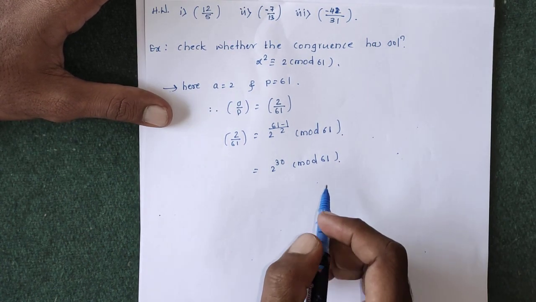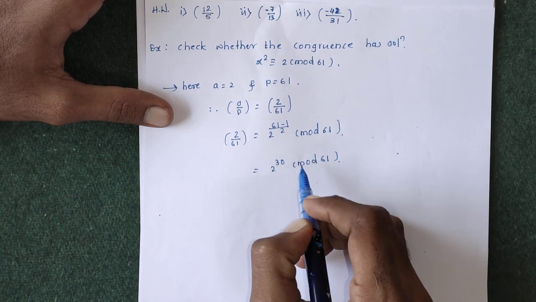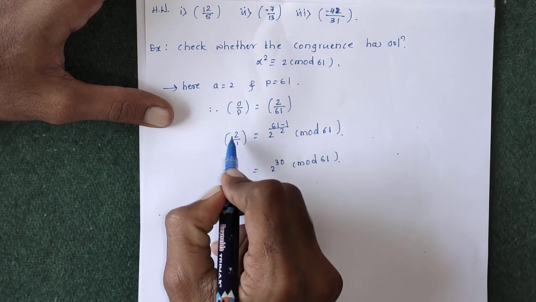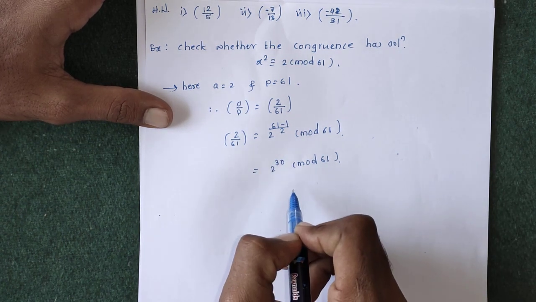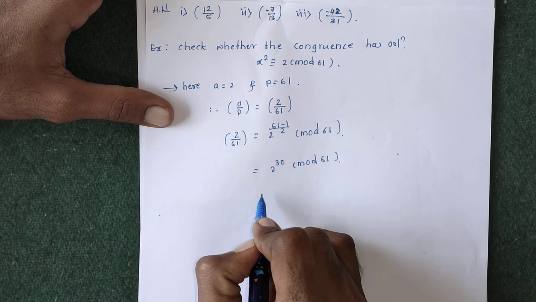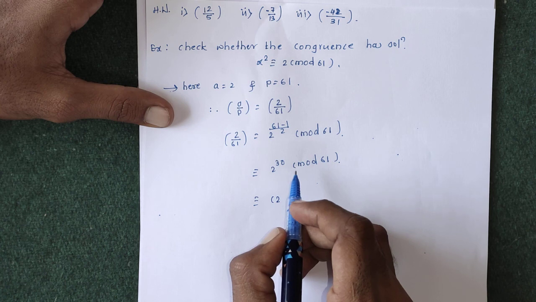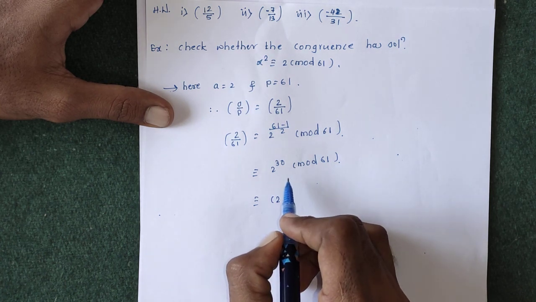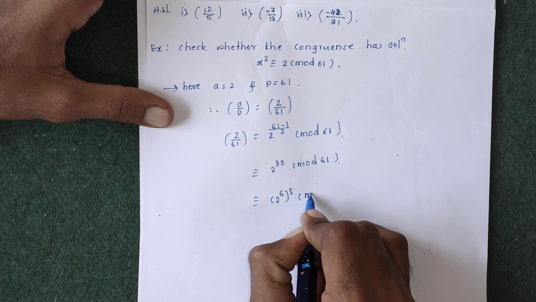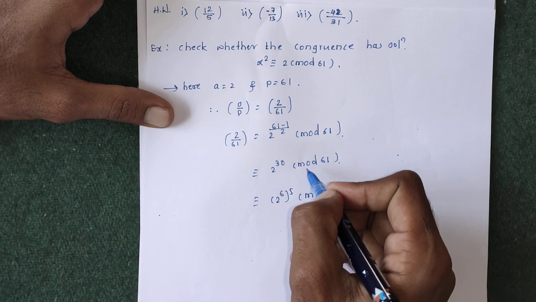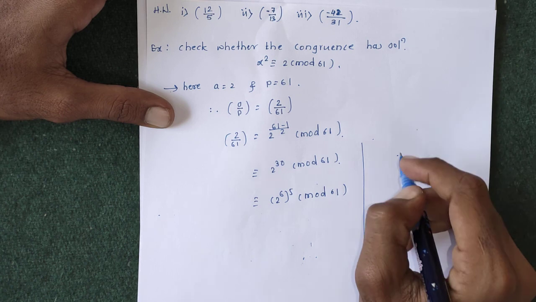Now 2 raised to 30 is a very large number. So instead of this, we can use the result that the Legendre symbol of 2 and P is equal to minus 1 raised to P square minus 1 by 8 under modulo P. Or we can simplify directly: 2 square is 4, 2 cube is 8, 2 raised to 5 is 32, 2 raised to 6 is 64. If we calculate this way it will take more steps and more time. Instead, we can just use this result.